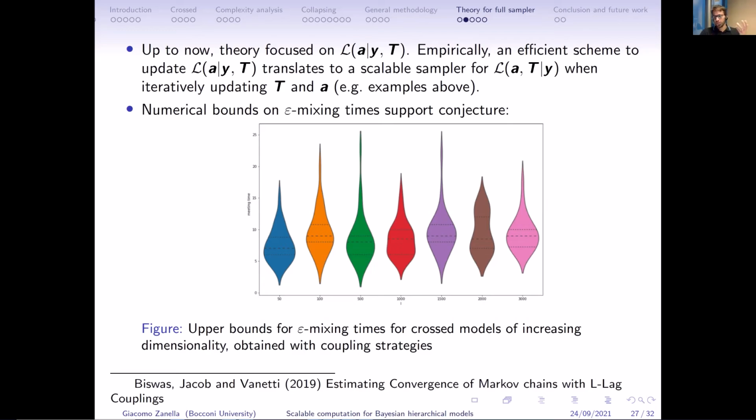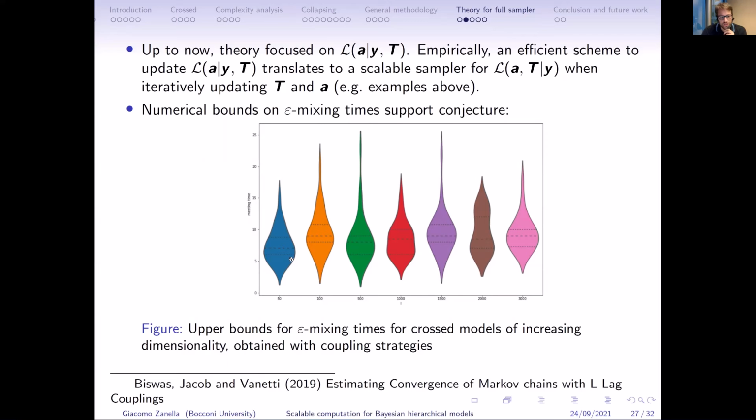But this obviously is not guaranteed in general. And so we would like to do theory which proves the scalability of the whole algorithm, the actual one you implement, with both hyperparameters and parameters unknown. Here, I'm plotting some numerical bounds for the epsilon mixing times. These are still numerical, but more principled and refined than just looking at ACFs, autocorrelation functions.